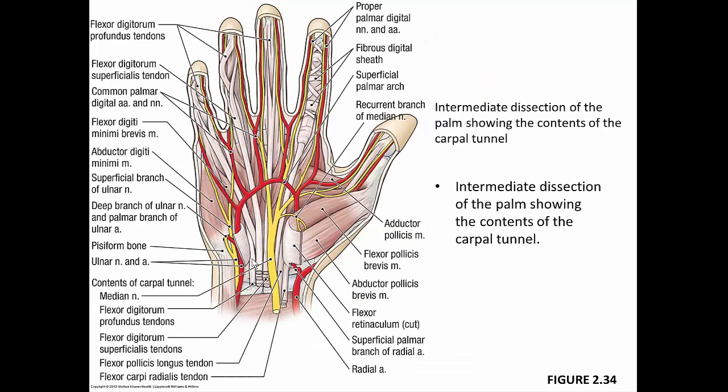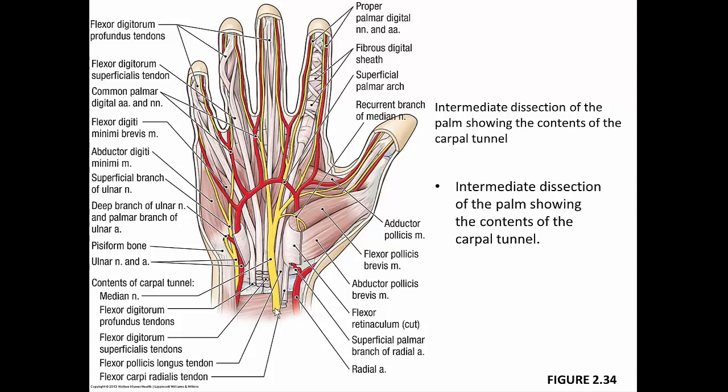Then have a look into the tunnel and you will see that there is the median nerve, 4 tendons of the flexor digitorum superficialis, and 4 tendons of the flexor digitorum profundus. And also the tendon of the flexor pollicis longus muscle is going to be in there.